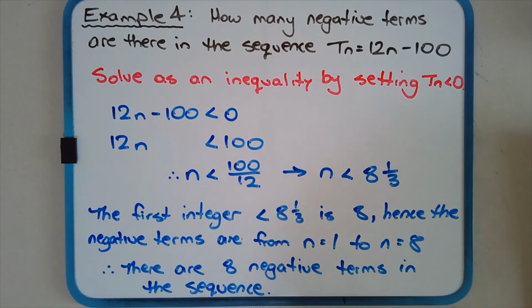Check n equals 8, since that's the highest value of n such that 12n minus 100 is negative. 12 times 8 is 96. 96 minus 100 is negative 4. So the next term beyond that, n equals 9, will of course result in a positive value there.